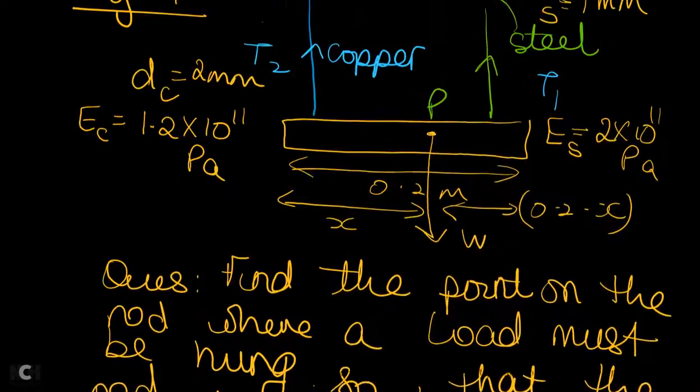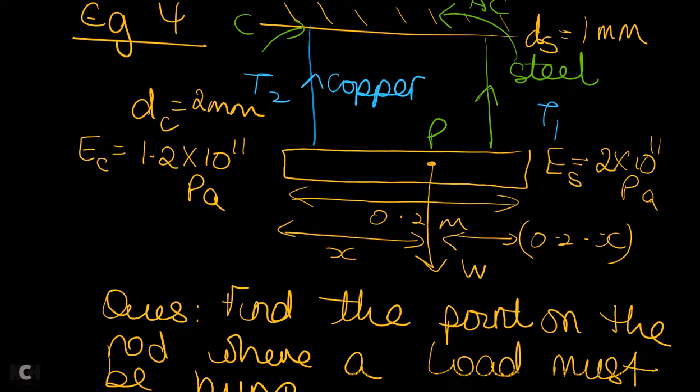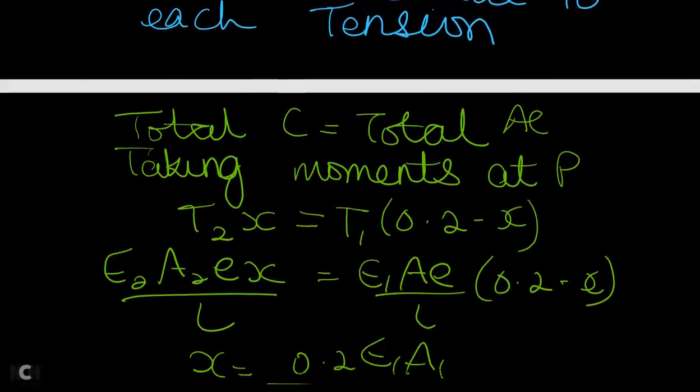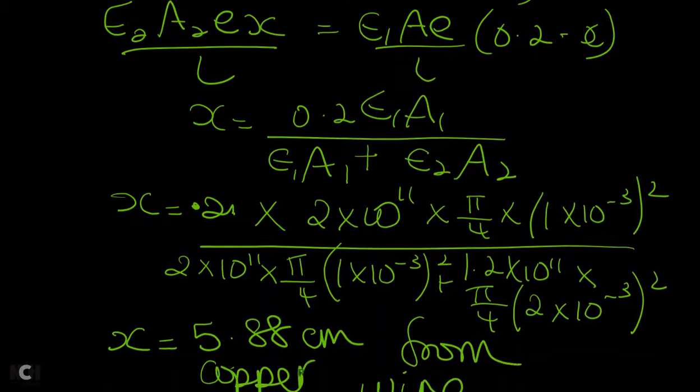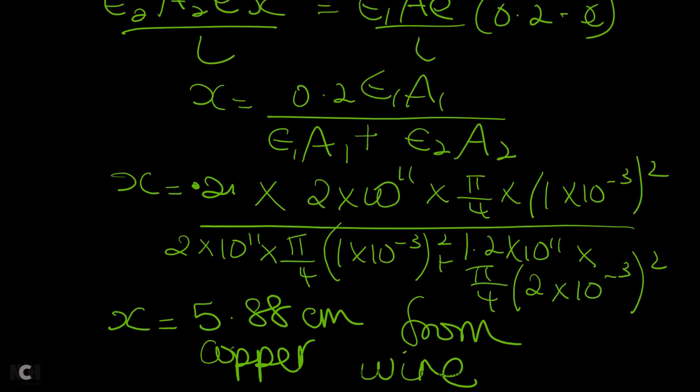So if we go back to this diagram here, T1 provides an anti-clockwise moment, whereas T2 provides a clockwise moment. So substituting T2 x is T1 by 0.2 minus x, I've gotten a really large expression, and then I have substituted my expressions for T2 and T1. And based on that, I can make x the subject of the formula. Now I have variables for the area as well as the Young's modulus, because remember the E and the L would cancel, right? That's why we had made the initial assumption that for the rod to be horizontal, the extensions experienced by each of the lengths, whether it was steel or copper, would have been the same.